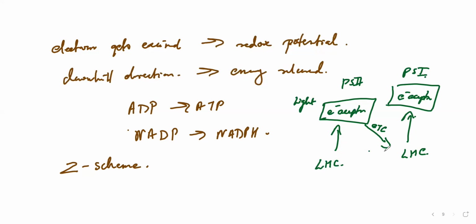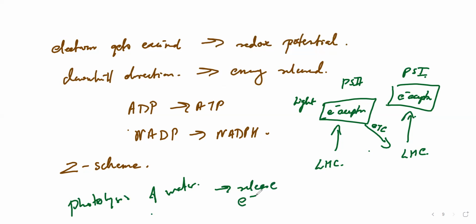And one more thing is that during this, one more small reaction occurs, which is called photolysis of water. Photolysis of water means that due to the sunlight, the water molecules break down. So this photolysis of water is going to release the electron.